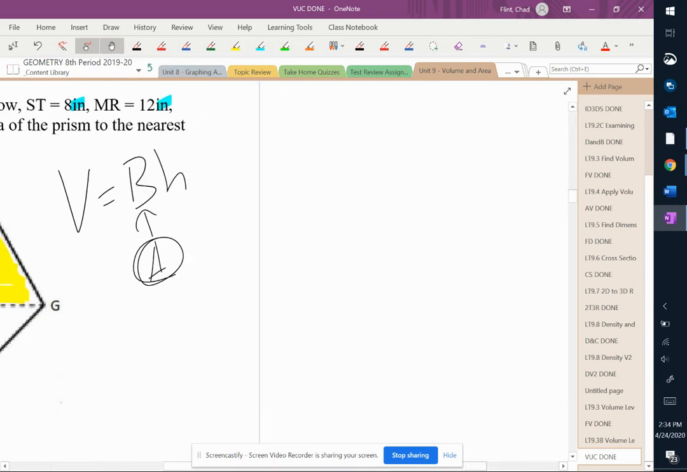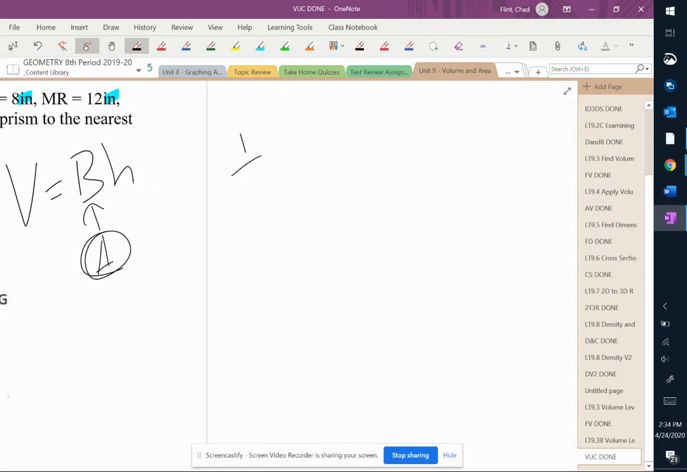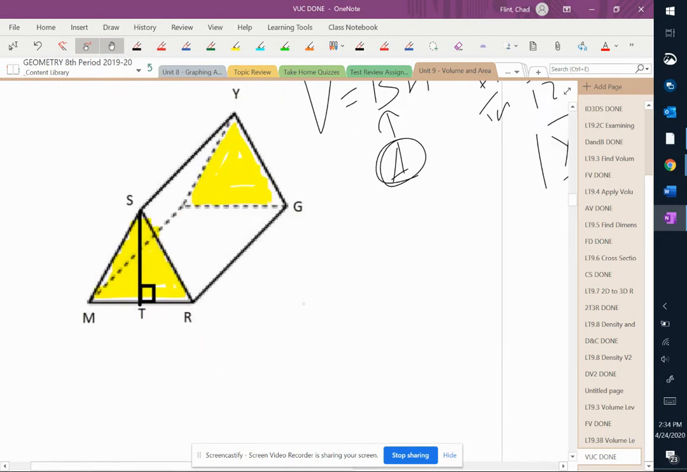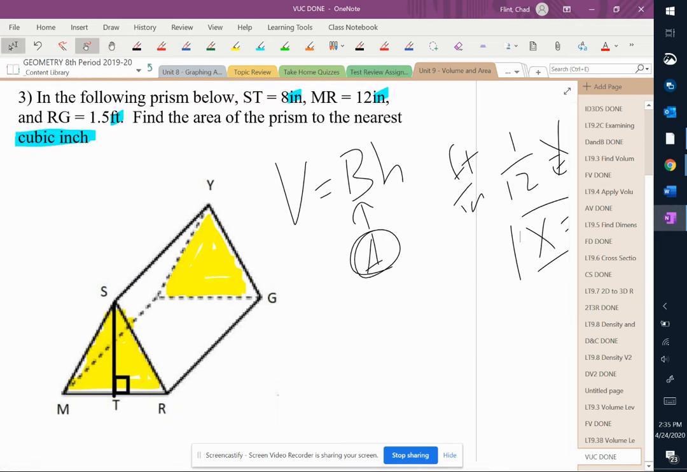So I'm going to figure out what 1.5 feet is in inches. So this is feet on top, inches on the bottom, just to make sure everyone sees what I'm doing. So it's going to be x equals 18. That's the inches. So I'm going to go back to here. I'm going to put my dimensions on there. So ST is 8, MR is 12, and RG is 18. And I'm not going to put the 1.5 in there. I'm going to put the 18 on there. So everything is in inches.